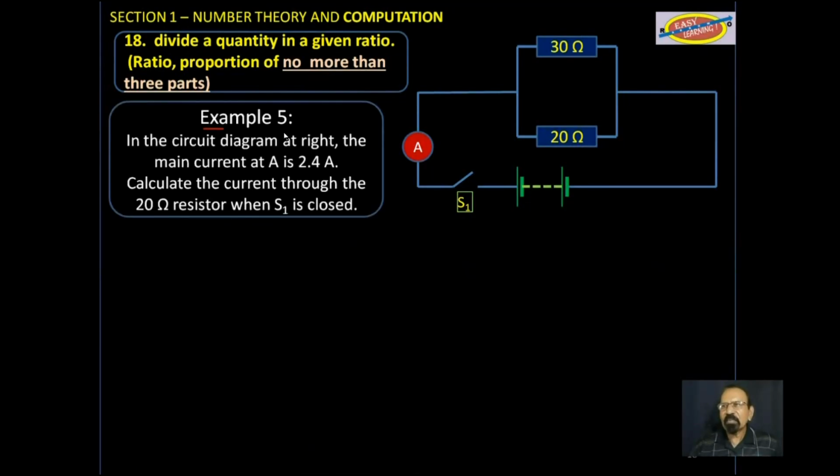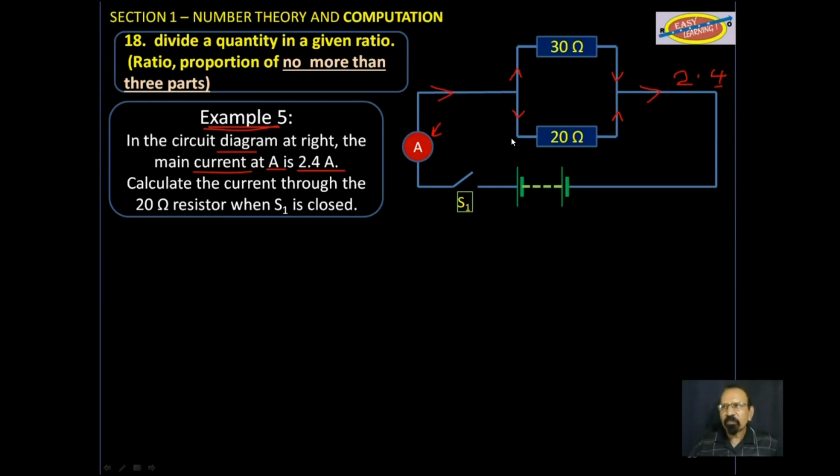Now, example 5 is slightly different. For the physics students, you may have seen diagrams like this, and this is a diagram we have in the physics section on electricity and magnetism. It says in the circuit diagram at right, the main current at A is 2.4 amps. So here is 2.4 amps. That current goes around like this. It splits up a little like that, a little like that. It rejoins here, and it comes back here. And you still have your 2.4 amps coming out here.